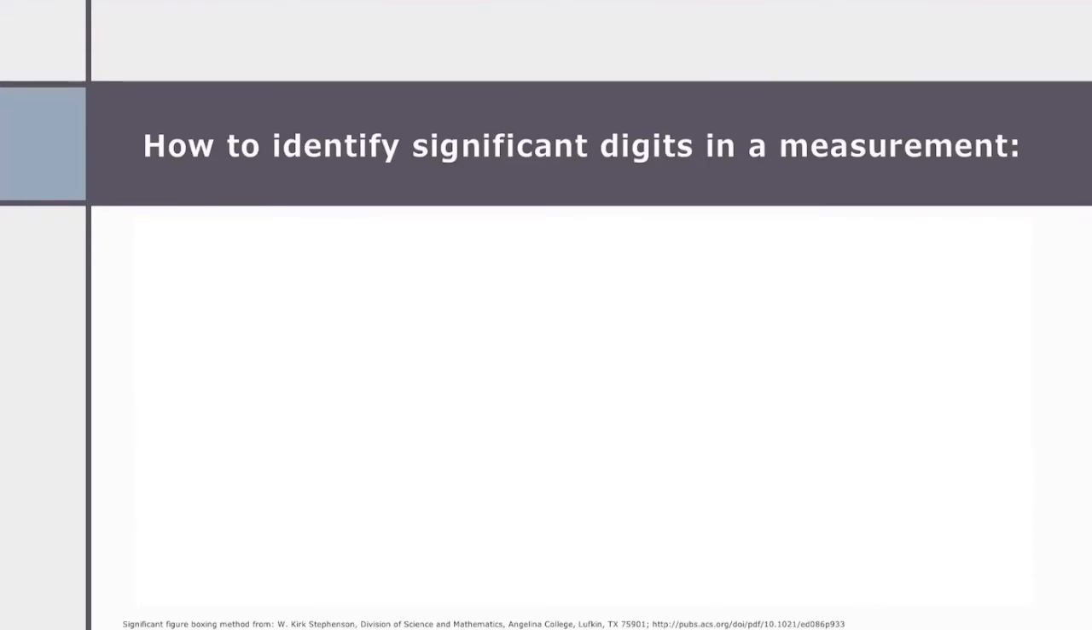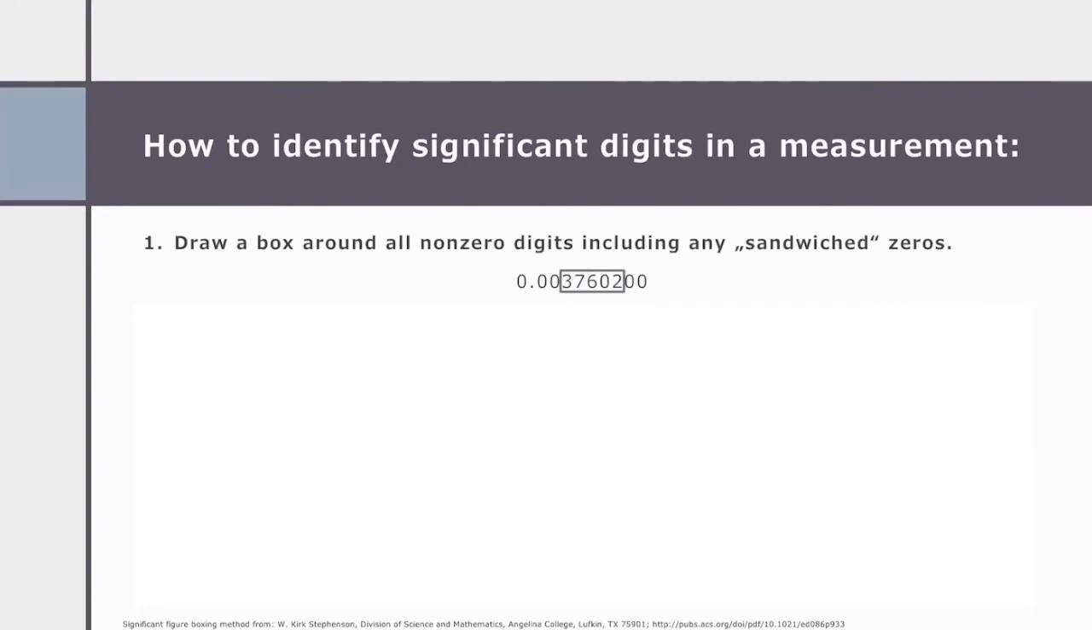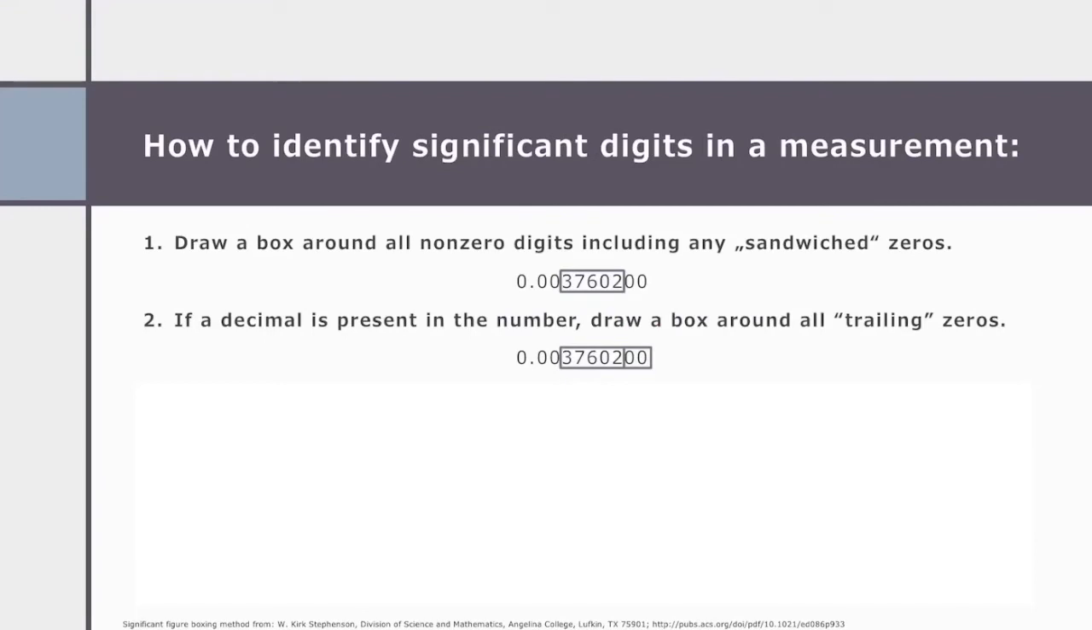So this is how to identify sig figs, or significant digits, in a measurement. The first thing you want to do is draw a box around all non-zero digits, including any of those zeros that are in between two non-zero digits, like this one right here. So there's our box. Those are all the non-zero digits. The second step is, if there's a decimal present in the number, then you want to draw a box around the trailing zeros. The trailing zeros are the ones always at the end of the number, that come after the number.